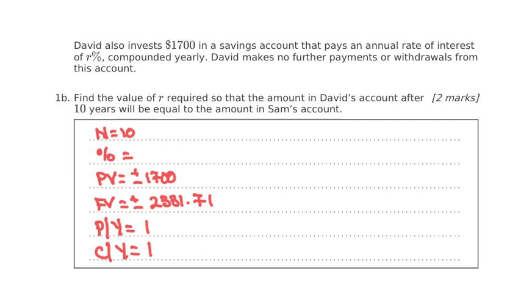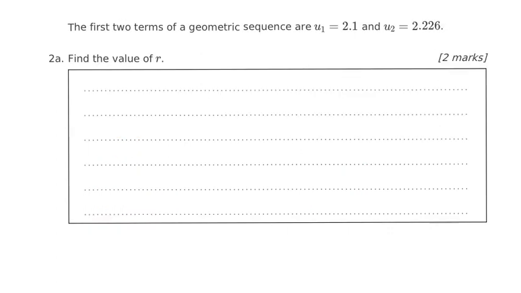Then go back to your percentage rate, highlight it, press enter, and you should get a value of R equal to 2.76%. The first two terms of a geometric sequence are U1 equals 2.1 and U2 is 2.226. Find the value of R.